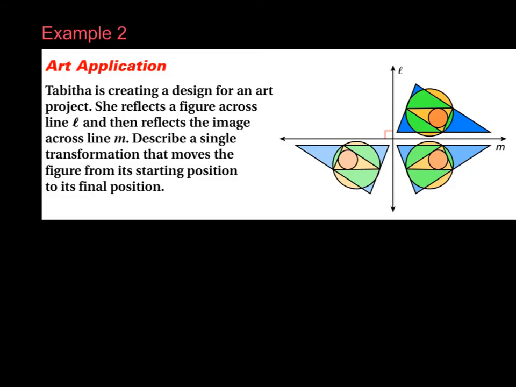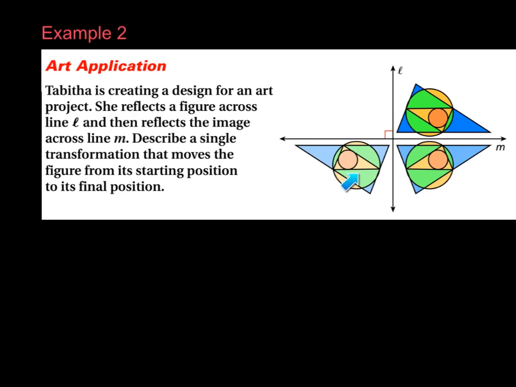Example 2. Tabitha is creating a design for an art project. She reflects a figure across line L and then reflects the image across line M. Describe a single transformation that moves the figure from its starting point to its original position. So let's look at our theorem we just talked about. In this problem, we have two intersecting lines. It says in our theorem that the composition of two reflections across two intersecting lines is equivalent to a rotation. So let's say we start with this one right here.